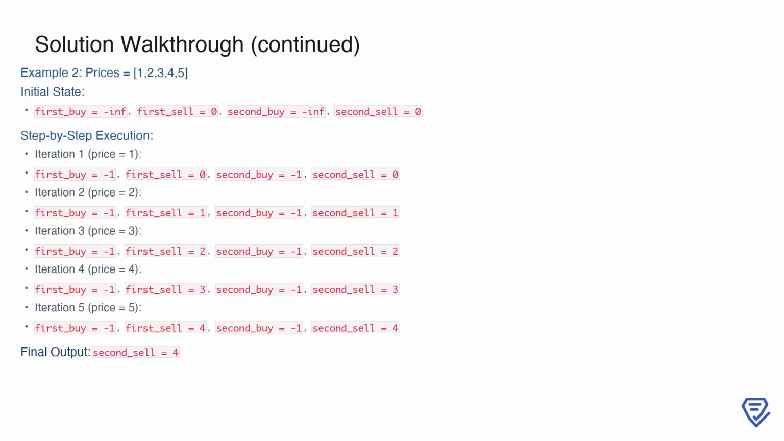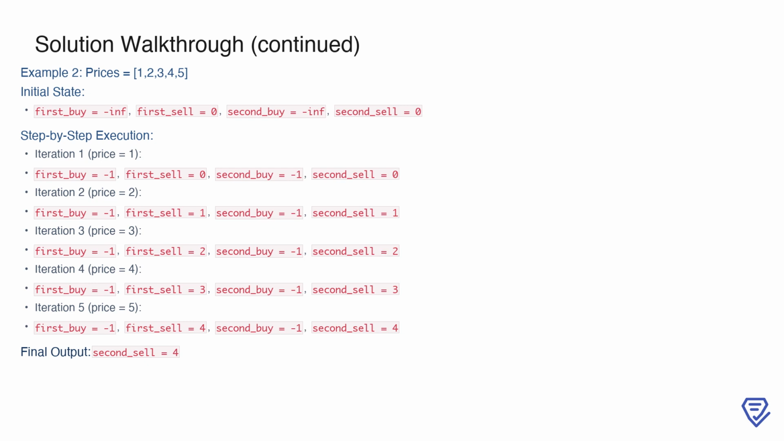In the second example, the prices array is 1, 2, 3, 4, 5. Starting with our initial state, first_buy and second_buy are both set to negative infinity, while first_sell and second_sell are initialized to 0. For the first price, 1, first_buy updates to -1, reflecting the cost of buying the first stock. First_sell remains 0, as no profit is realized yet. Second_buy also updates to -1, and second_sell remains 0.